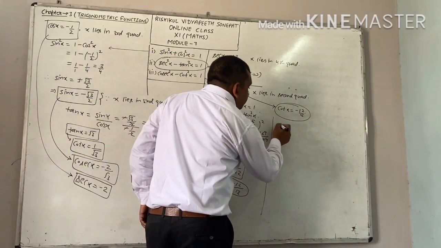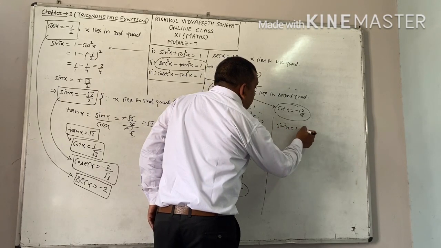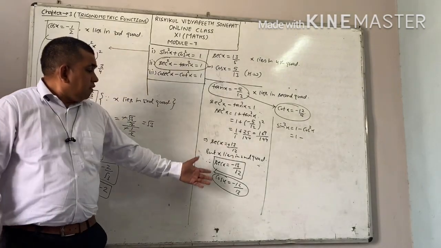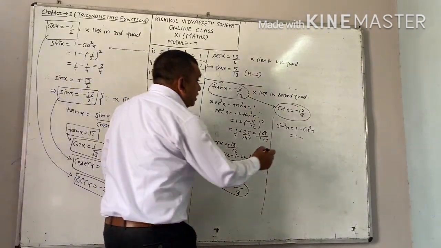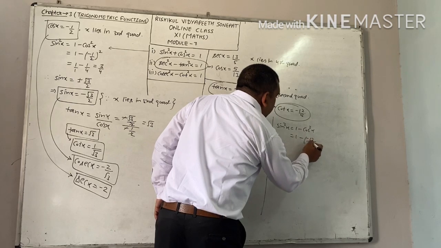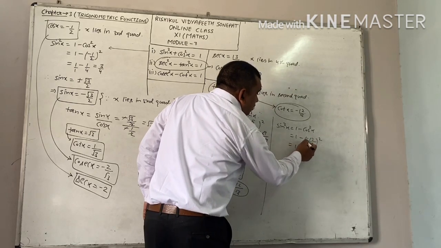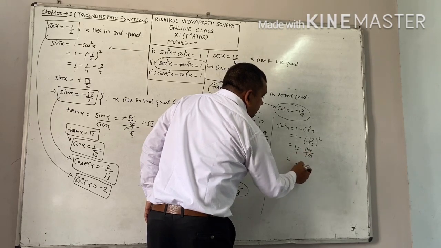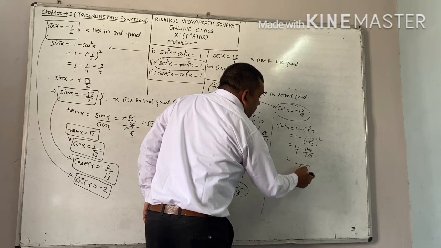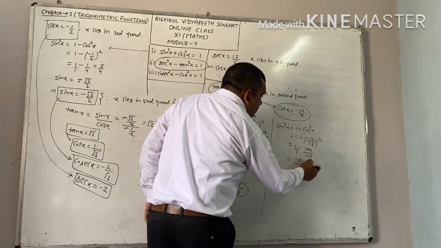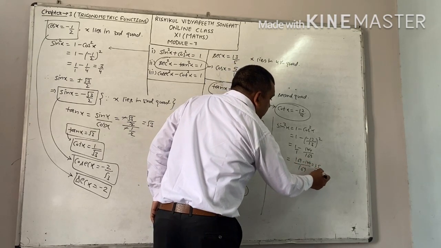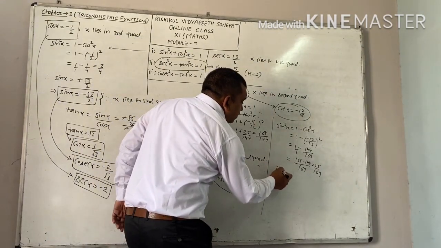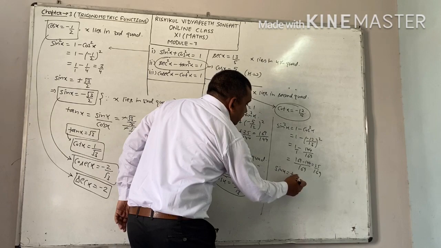Now sin square x is equal to 1 minus cos square x. Put the value of cos x and get the answer. What is the value of cos x here? Minus 12 by 13. Whole square, 144 upon 169. 169 is the LCM. You will get 169 minus 144. This is your 25 upon 169. Take square root on both sides. What you will get? Sin x equals plus minus 5 by 13.